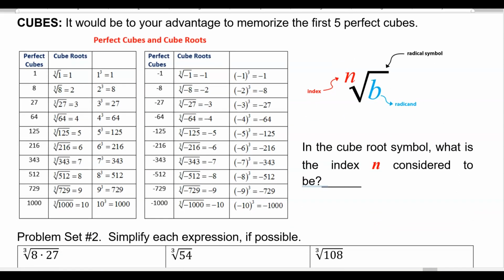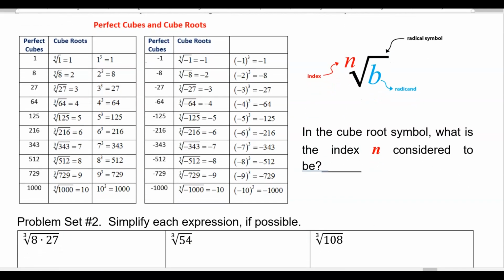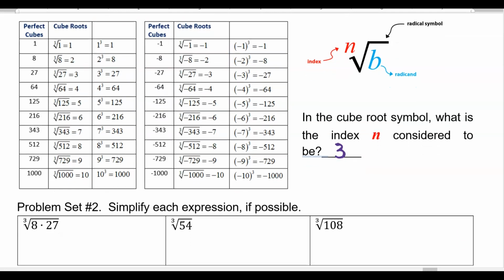Cube roots work the same way as square roots, but notice the numbers are slightly different. Now 1 is also a perfect cube because 1 cubed is 1. 8 is a perfect cube because 2 cubed is 8. Then we have 3 cubed and 4 cubed and 5 cubed and so on. When you have a radical, the main difference is the index is considered to be 3. And you're going to see the 3 for cube roots. Let's move on to an example.